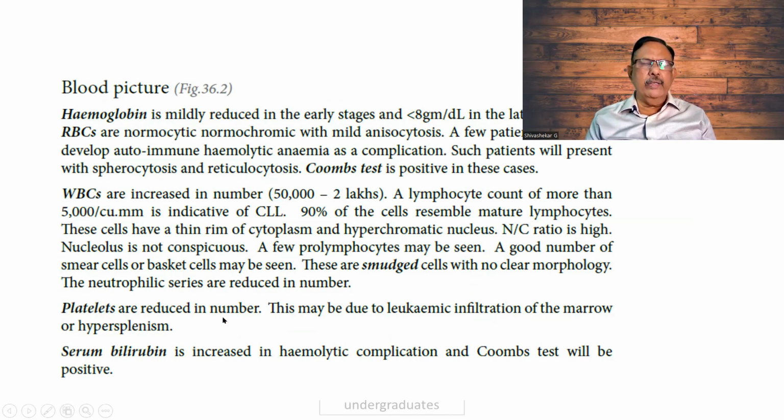This is very important. WBCs are increased, but not to the extent of CML. Here it can be as low as 5,000, gradually it goes to more than a lakh. 90% of the cells in this case resemble mature lymphocytes. There can be a few prolymphocytes, no blasts. There can be smudge cells or smear cells or basket cells. Three names are given for it. Platelets are reduced, serum bilirubin is increased because of hemolysis, and Coombs test will be positive.